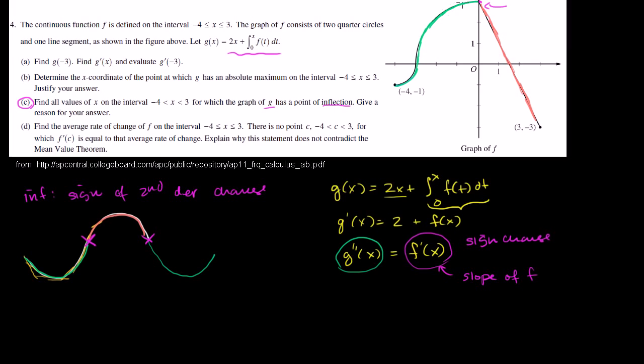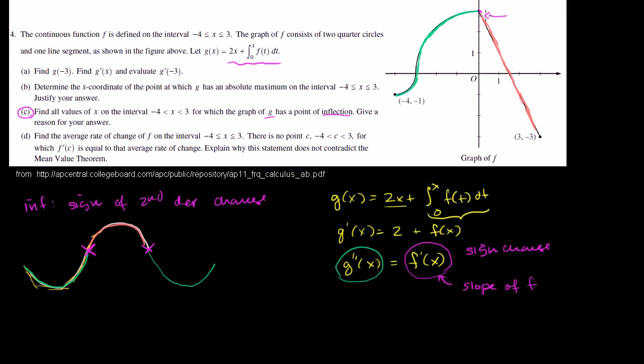We go from having a positive slope on this part of the curve to having a negative slope over this part of the curve. So we experience a sign change right over here at x equals 0, a sign change in the first derivative of f, which is the same thing as saying a sign change in the second derivative of g. And a sign change in the second derivative of g tells us that when x is equal to 0, the graph of g has a point of inflection.